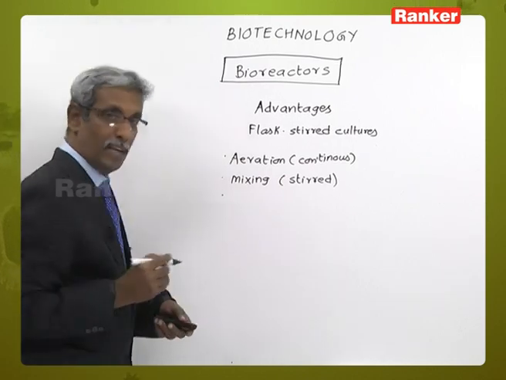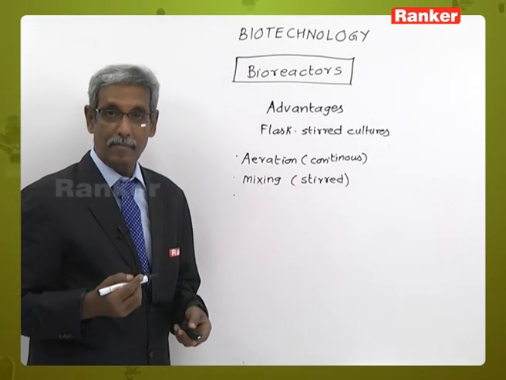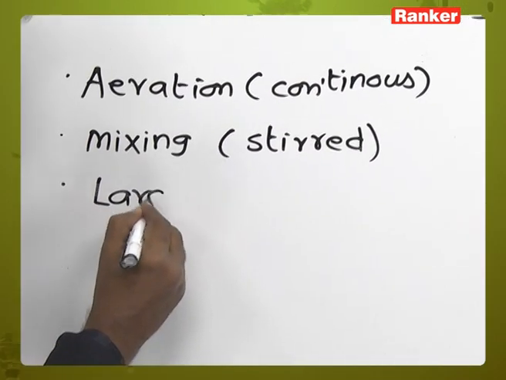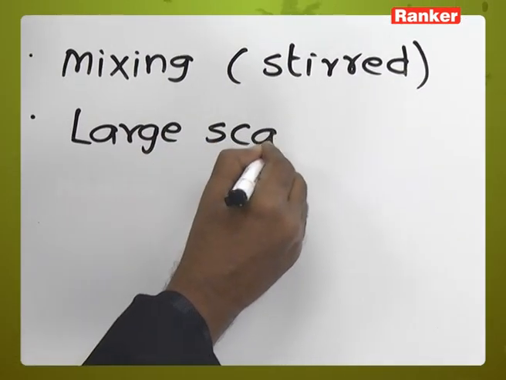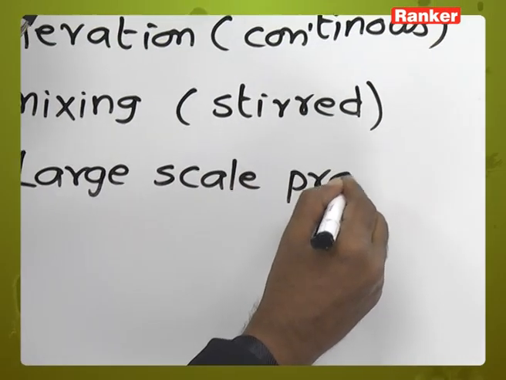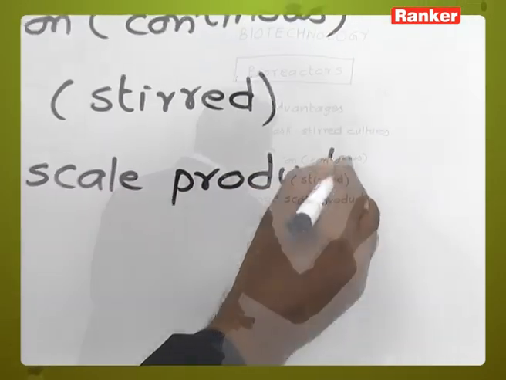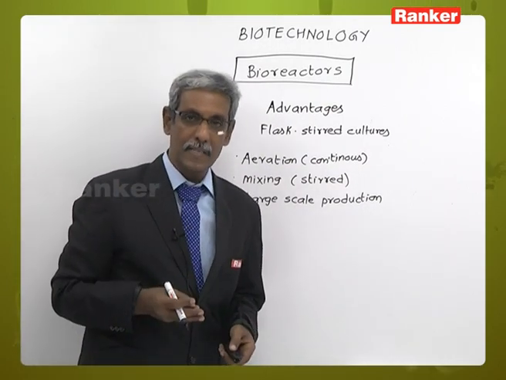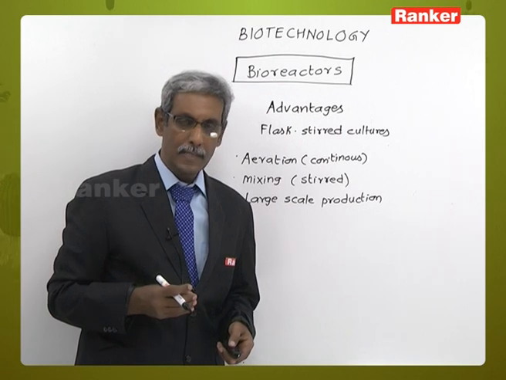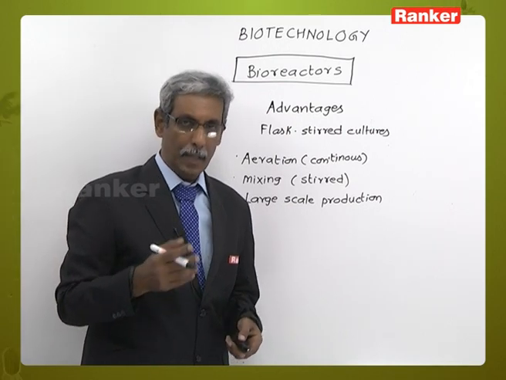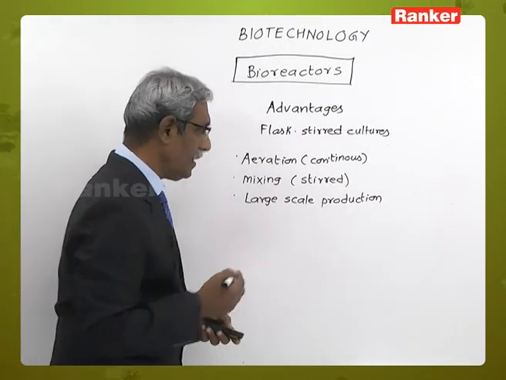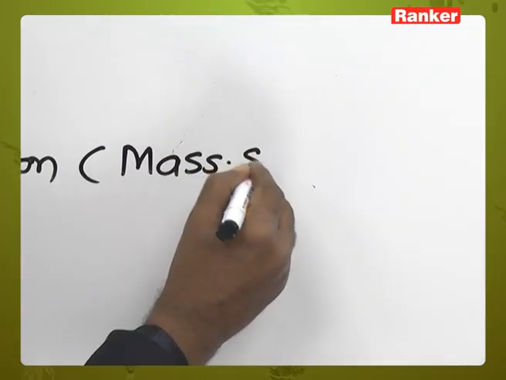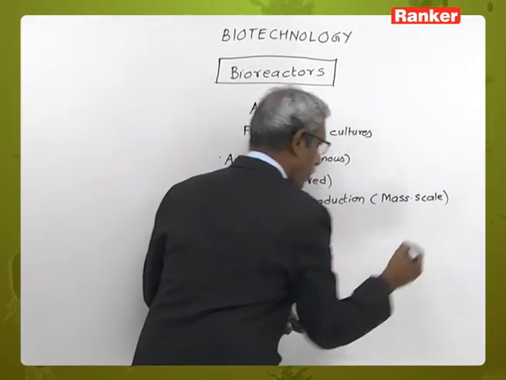Third important advantage of a bioreactor over a flask stirred culture is there is large scale production. When you say large scale production, there is large scale production of antibiotics, vaccines, hormones, enzymes, therapeutics, etc. Large scale production, that is for mass scale.